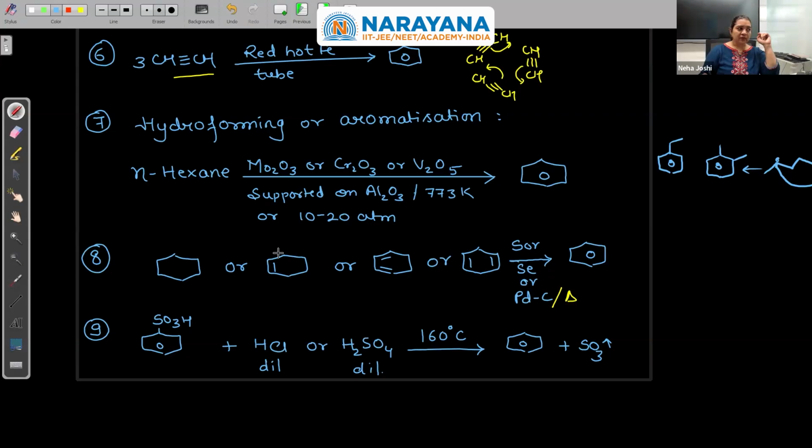Benzene from cyclohexene, diene, any of this format, then please mark this as an important reaction, important reagent list: sulfur or selenium or palladium carbon. You heat with any of these. And there is also one more method which I'd like to add here, either this or you can take exchange of hydrogen. For example, I may have CH triple bond CH. So if this is there, this will be converted to CH3 CH3.